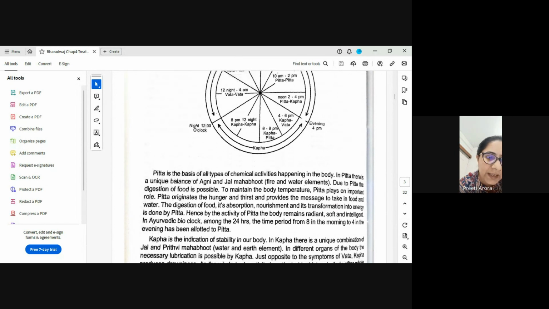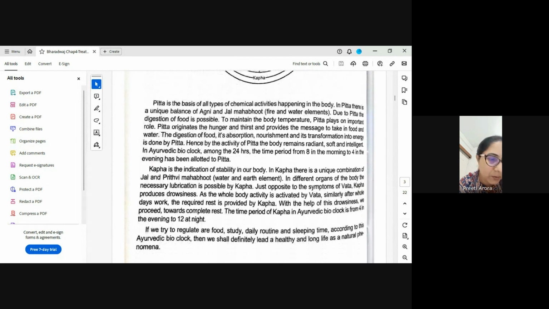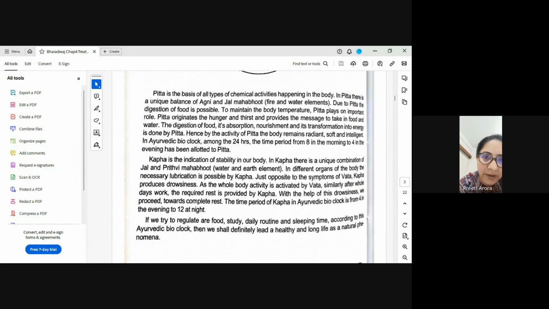Don't take Vata only as air, but take Vata as a constructive activity that takes place in the body. Don't loosely translate Vata into air. Secondly, Pitta is digestion, basically. And Kapha is deposition. This is one word that should come to your mind.